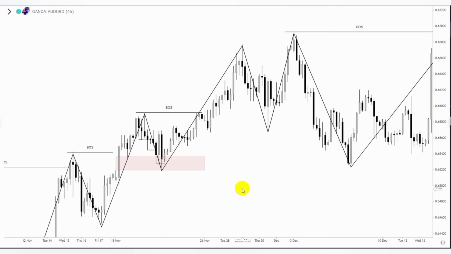So guys, this is what I just want to show you guys on how to identify your major market structure and then your minor market structure.